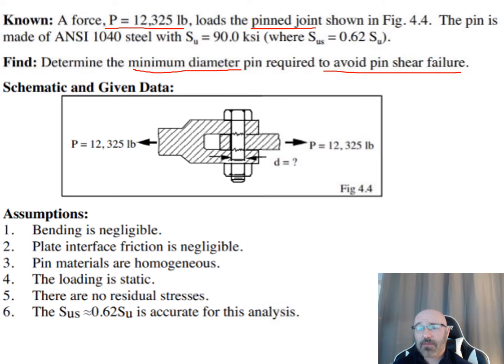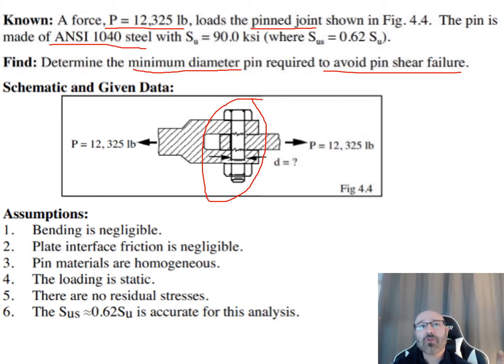So this is a realistic application. We've probably already designed this part as a whole, and we're looking at this last little aspect over here of what we should use for a pin. Now within this one here, they have specified to us what type of steel. So that makes it a little bit less realistic here.